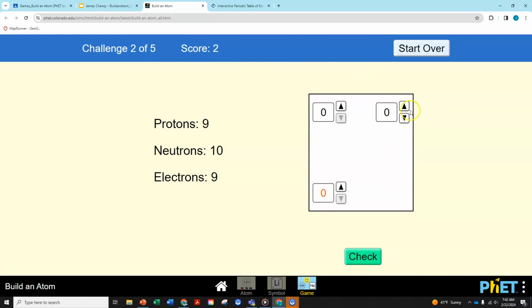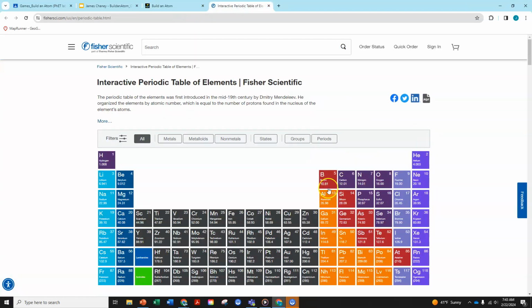Okay, once again we have zeros across the board. We're going to start with the easiest one. The red number is how many protons, so that's 9. So we know we have a fluorine atom, and the weight is 9 plus 10, so that's going to be 19. So protons plus neutrons is the atomic weight. Or we can go check fluorine on our periodic table. There's fluorine, tells us right there, 19 is the weight, so we got it right.